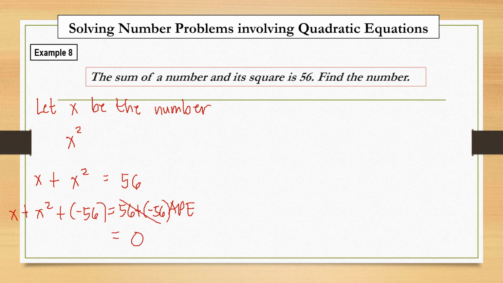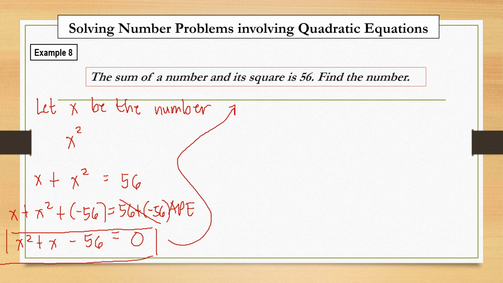Write the equation in standard form. We have x squared plus x minus 56 is equal to 0. This is now our equation in standard form. We can now solve it in order to find the numbers using the method of our choice. So we can use factoring, completing the square, or quadratic formula.